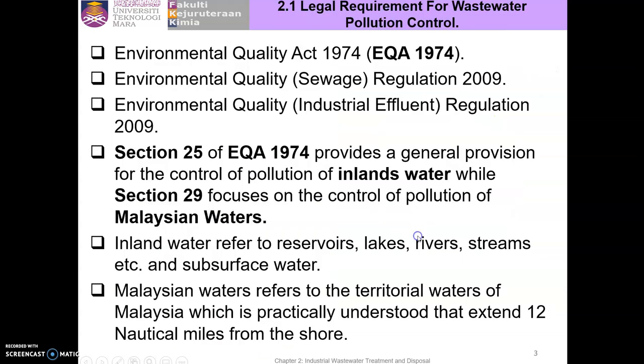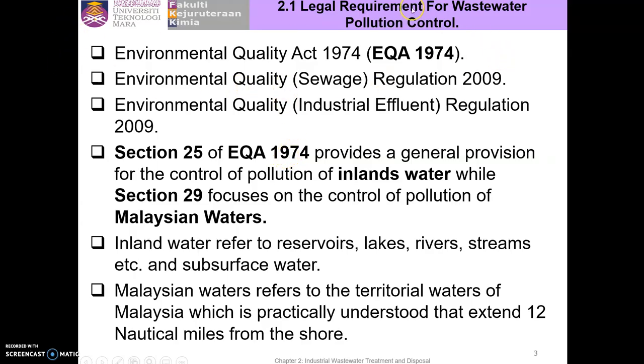Okay, now we are going to learn about the legal requirement for wastewater pollution control. For Malaysia, we have the Environmental Quality Act 1974. Okay, this is EQA 1974, and also Environmental Quality Sewage Regulation 2009. And number 3, Environmental Quality Industrial Effluent Regulation 2009. This is IER, Industrial Effluent Regulation 2009.